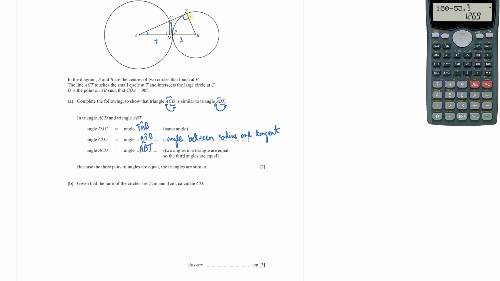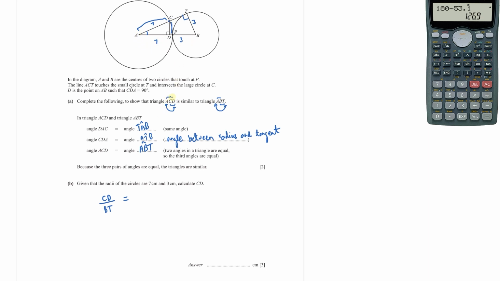So if this is 3, this BT will be 3 as well, right? Because this is also the radius. All right, so CD is unknown. What is the corresponding side? BT. And the corresponding side of AB, okay, so this is also 7, this up till this point, because this is also the radius. So I can use AC, and I can also use AB, which is also known because this is 7 plus 3.